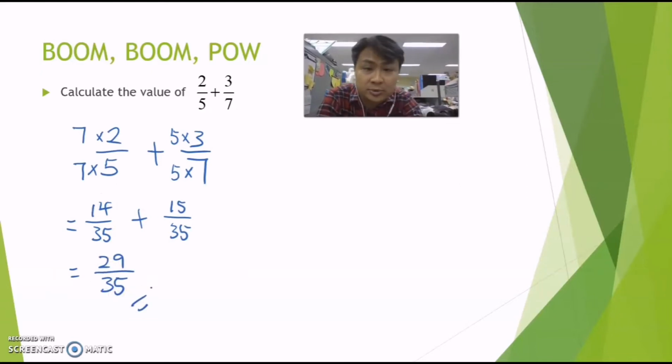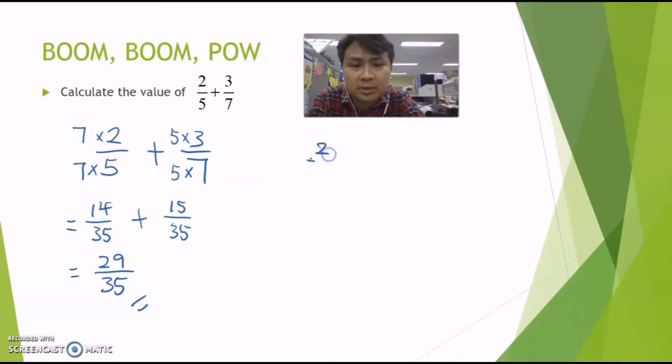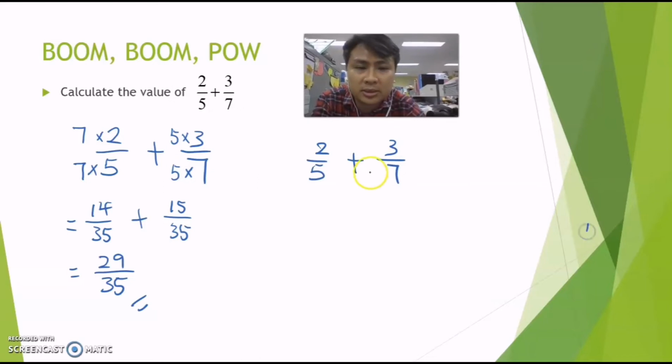This was what we have done in primary school, correct? Now today I'm going to teach you a new technique called boom boom pow. So how does boom boom pow work? I'll copy back the same fraction again. Boom boom pow works this way. I'll take the denominator and multiply by the numerator here. And I'll take this denominator and multiply by the numerator here. So it's boom and boom.